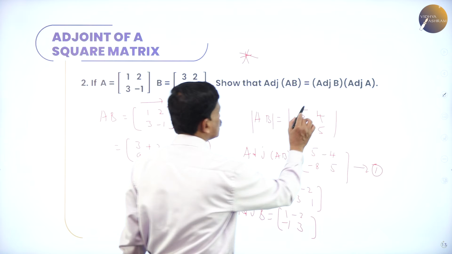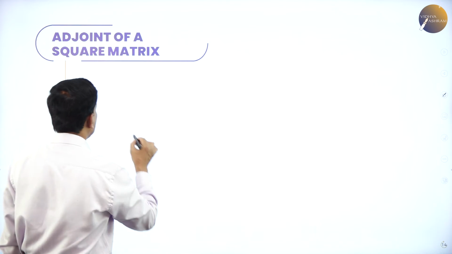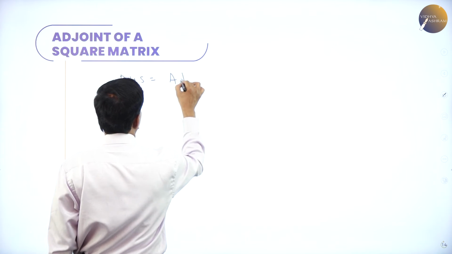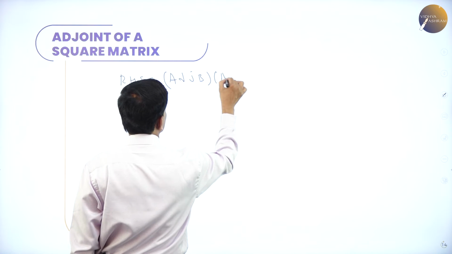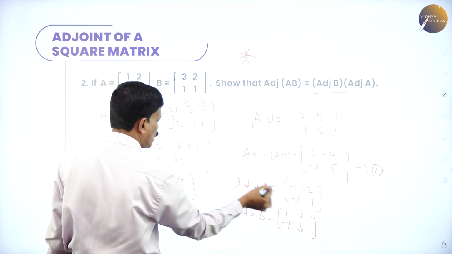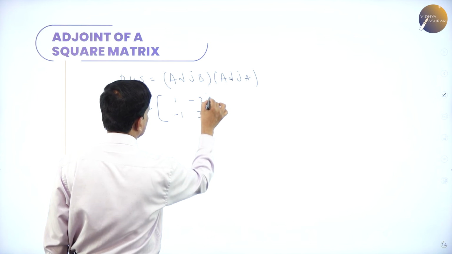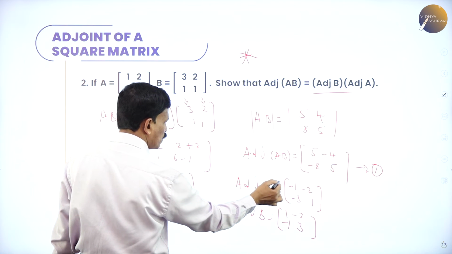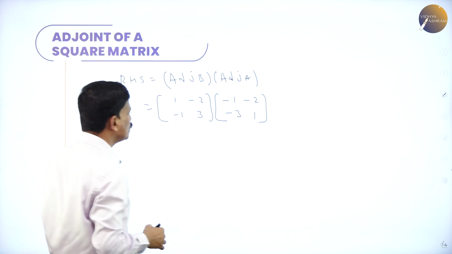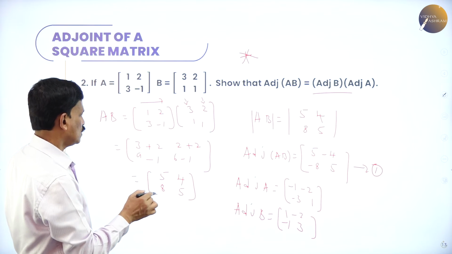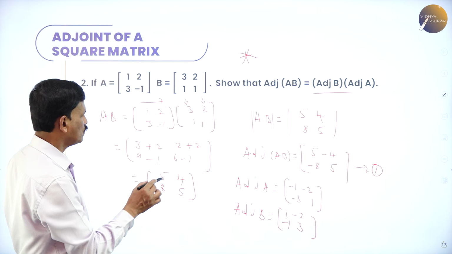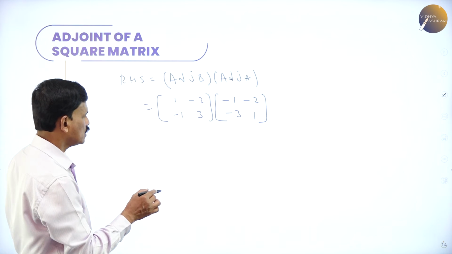Now, on the RHS, let us take this RHS. What is RHS? RHS is adjoint of B into adjoint of A. Now, what is adjoint of B? Adjoint of B is 1 minus 2, 1 minus 2, minus 1, 3. Then, adjoint of A, minus 1, minus 2, minus 3, 1. This is adjoint of A and adjoint of B. Let me check. Adjoint of B, 1 minus 1, 1 minus 1, minus 2, 3. Adjoint of A is minus 1, minus 3, minus 1, minus 3, minus 2 and 1.